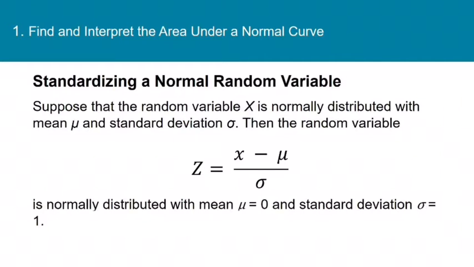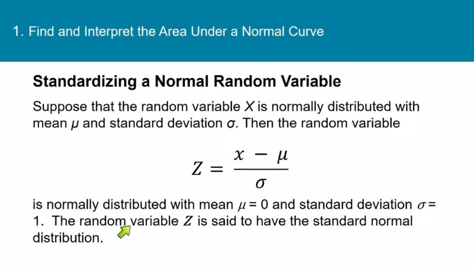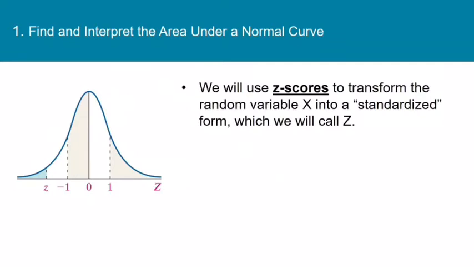And it turns out that if we have a random variable x that's normally distributed, then the z-scores will also be normally distributed, and the mean of the z-scores will be 0, and the standard deviation of the z-scores will be 1. And now this new random variable z that we have is what's called the standard normal distribution. So now for every normally distributed random variable that we have, we'll use z-scores to transform the random variable into a standardized form that we will call z.